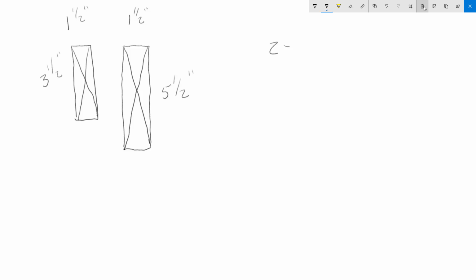A 2x4 is not 2x4. It's actually 1.5 by 3.5. A 2x6 is not 2x6. It's 1.5 by 5.5. Now, when I was asking what is the R value of a 2x4 across the 1.5 inch side, I'm wanting to know this. What's the R value there? What is that? Let's find out.